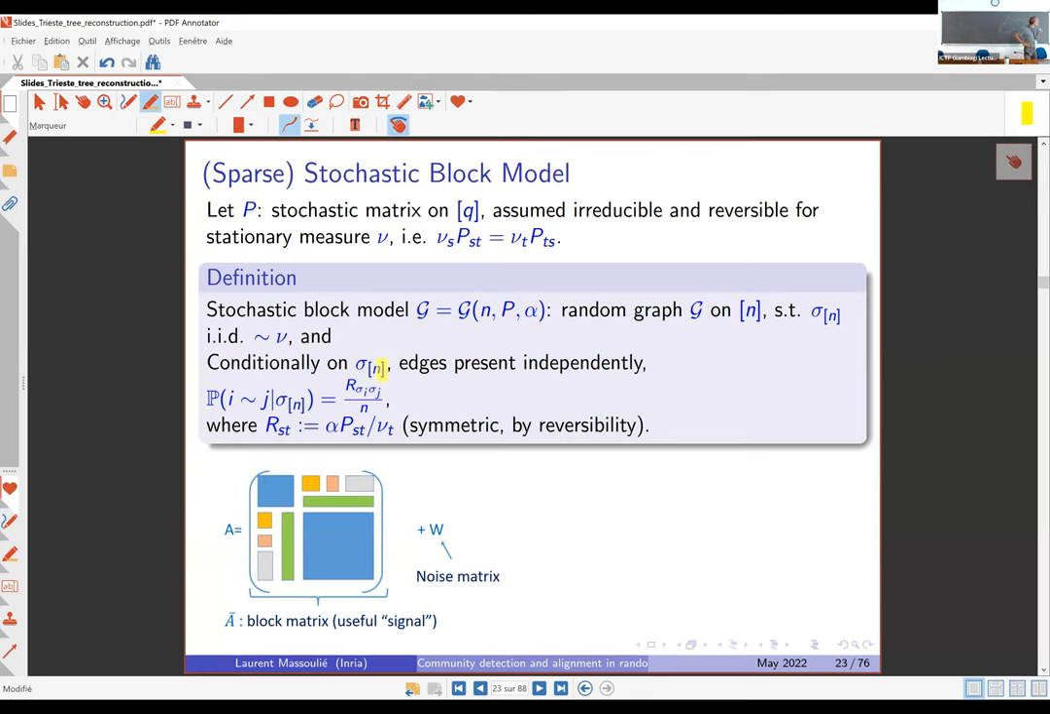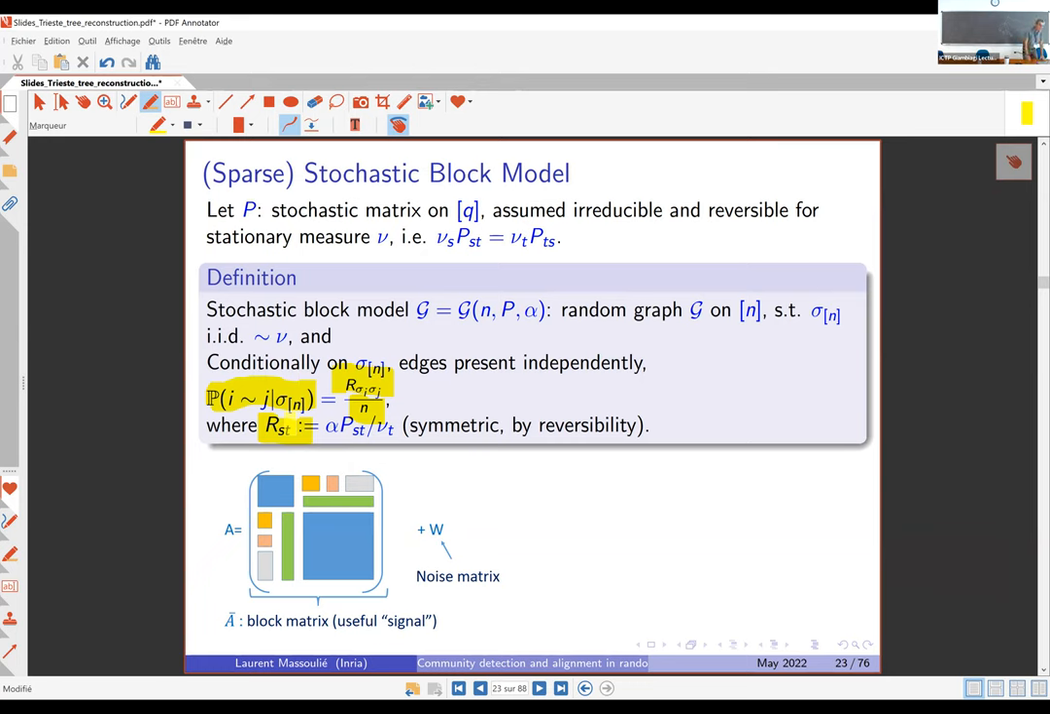Having assigned spins to the nodes, we decide whether to put edges between two distinct nodes, and we do so at random. For a pair of nodes i and j, let's say they have spins sigma_i equals s and sigma_j equals t. Then I'll put an edge between them with probability that scales like 1 over n, where the numerator is r_st, which is p_st, the weight in a stochastic matrix, times alpha, a parameter characterizing the density of edges in my graph, divided by nu_t.